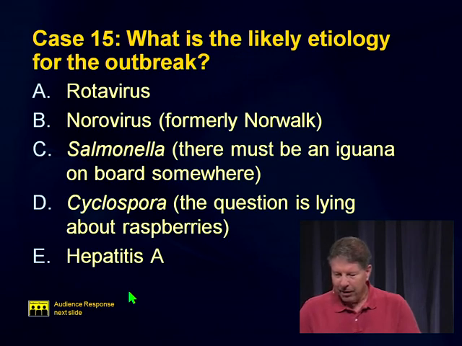What's the most likely cause of the outbreak? Is it rotavirus, norovirus, formerly known as Norwalk, Salmonella, there must be an iguana on board, Cyclospora, they're lying about raspberries, or is this hepatitis A? So what do y'all think?